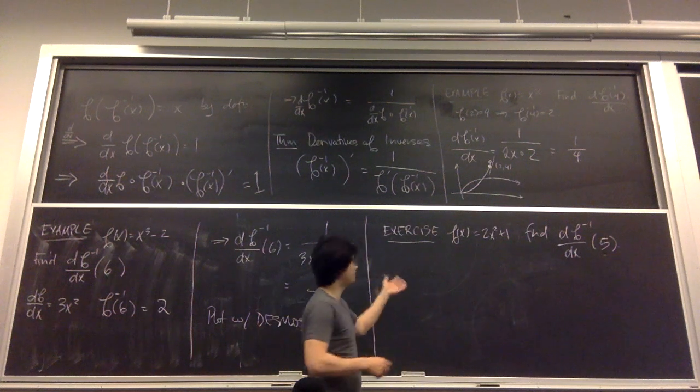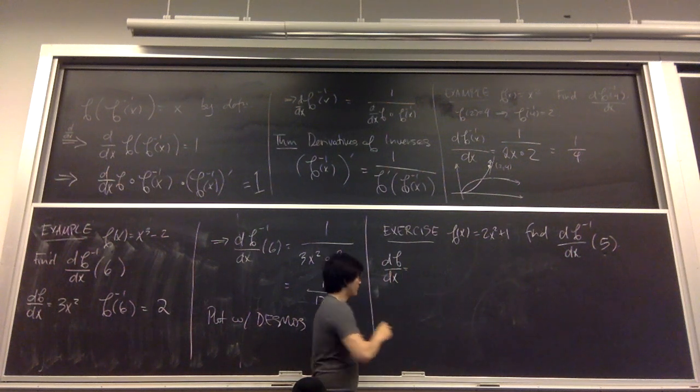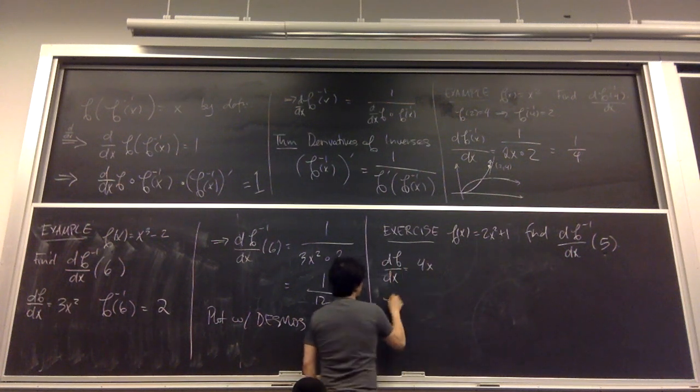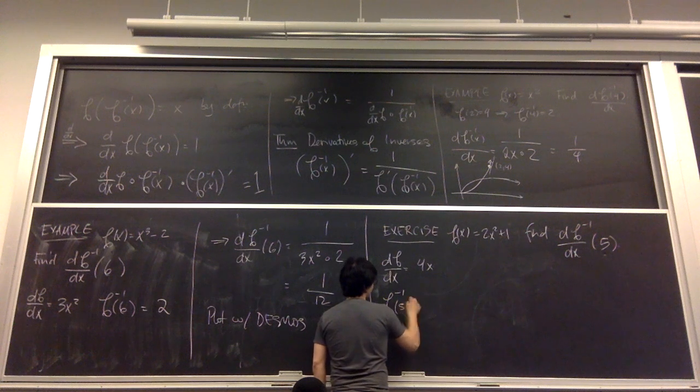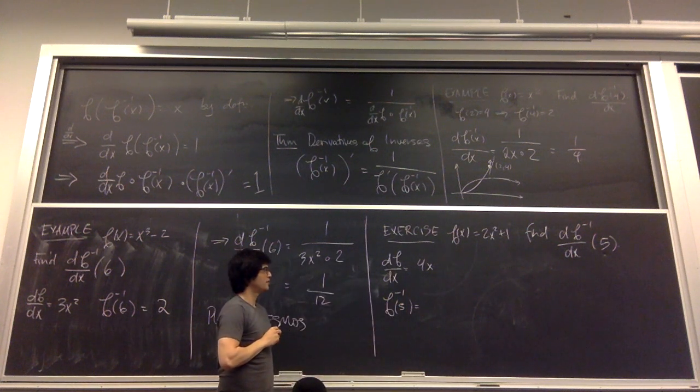Okay, so what are the pieces you need to solve this? You need df dx. What's that? 4x. You also need the precise value for this. What is it? Square root of 2. That's what I got. Oh, did I screw up? It's 2 to the 10.